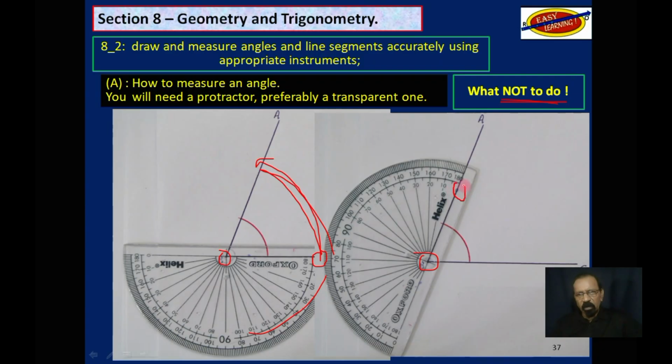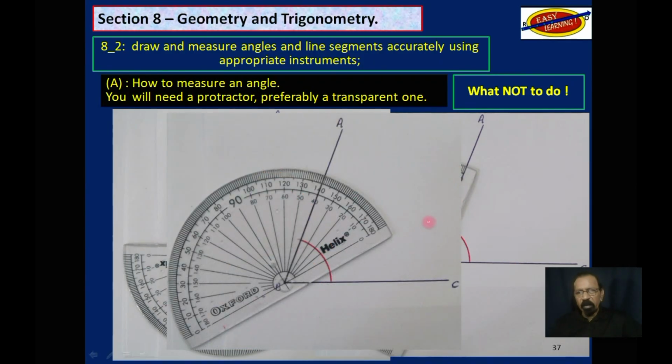That may look right. This may look right. You have a 0 along one of the arms, but where are you going to read the degrees? If you could rotate that a little down this way to bring that 0 to this point, then at least you would have this scale to read. So those two are wrong.